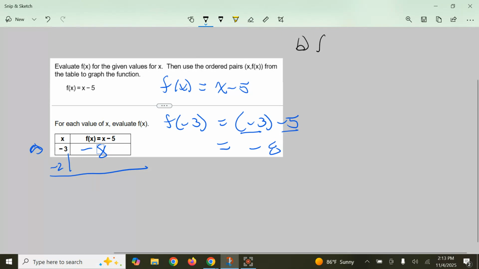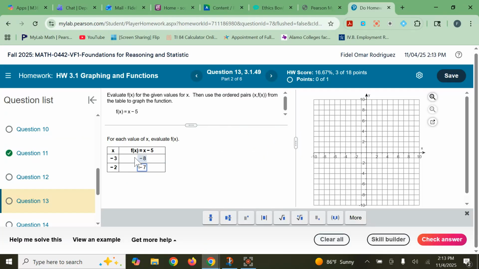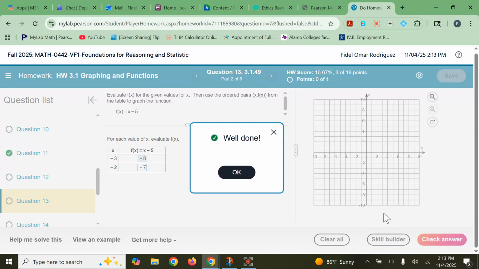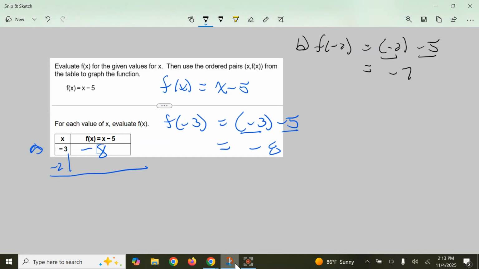Okay, part B, f of negative 2, negative 2 minus 5. If I owe you $2 and I borrow 5 more, my friends, I owe you 7. Okay, so right here, I'm going to go minus 7. Check it. Boom. Okay. I got another one again, but with negative 1. Okay, let's do that. Boom. Negative 1. We had a negative 7 right here.